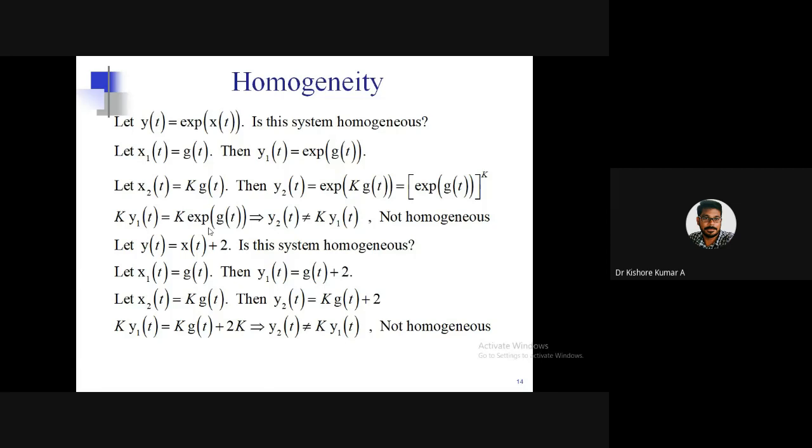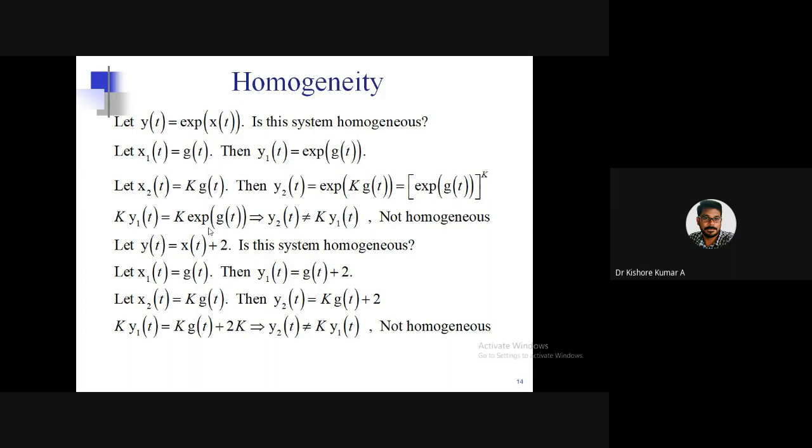See, let y of t be equal to the exponential of x of t. You need to find out whether the system is homogeneous. Now x1 of t is equal to g of t, then y1 of t is the exponential of g of t. Now x2 of t is equal to kg of t, then y2 of t is equal to the exponential of kg of t. That is the exponential of g of t to the power k. For this, ky1 of t is equal to k times the exponential of g of t, which leads to y2 of t not equal to ky1 of t. Therefore, the particular system is non-homogeneous.